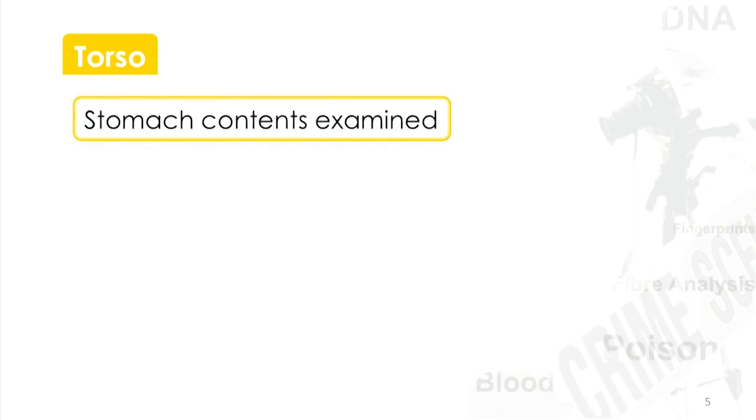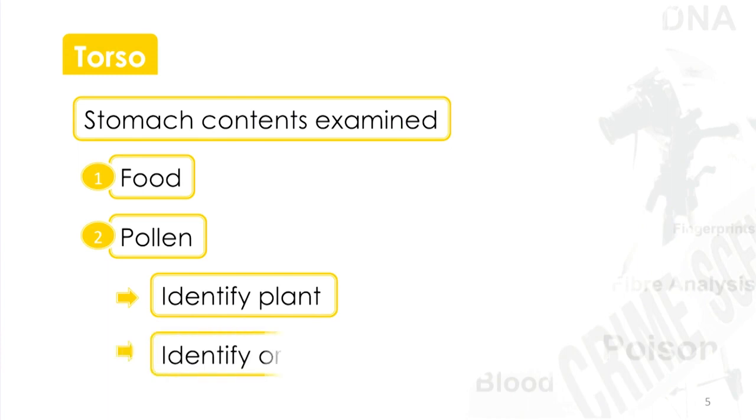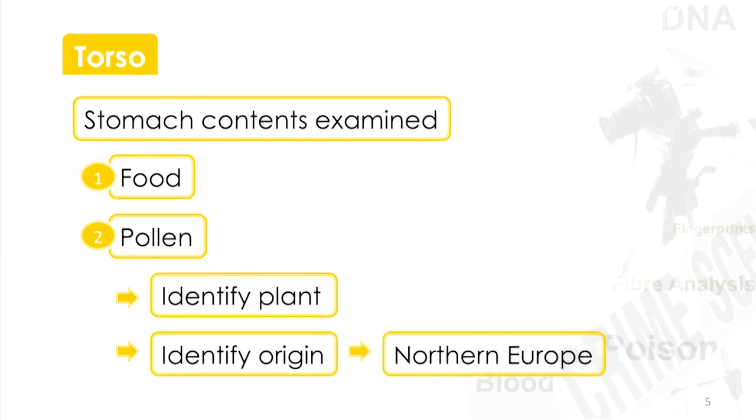Investigation of the torso involves examining the stomach content, and there were some strange things in the stomach. It contained food. It contained pollen. Now, pollen is released into the air by plants all the time, and naturally a lot of it gets inside us. And pollen, under the microscope, can be identified. You can tell which plant it comes from. And the pollen in the boy's stomach was characteristic of northern European plants.